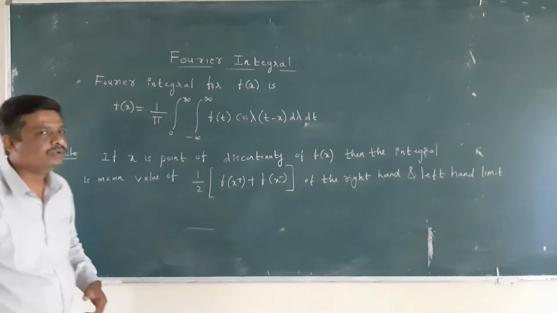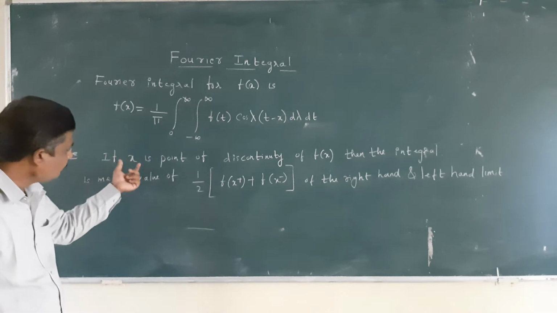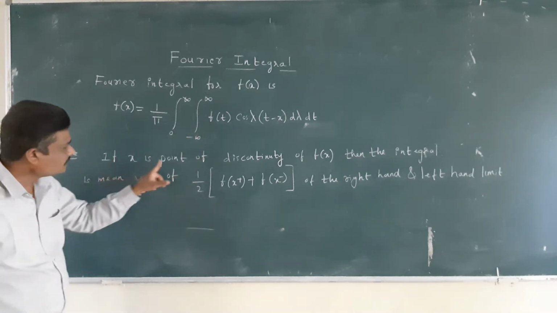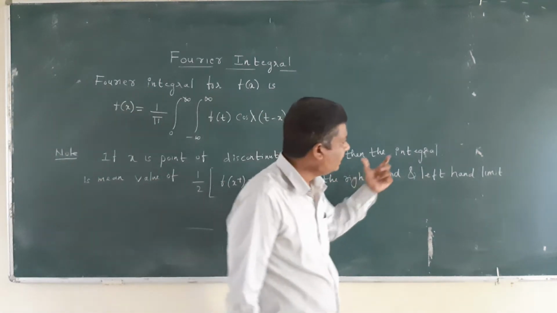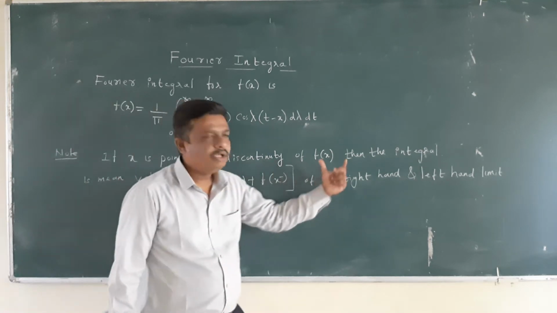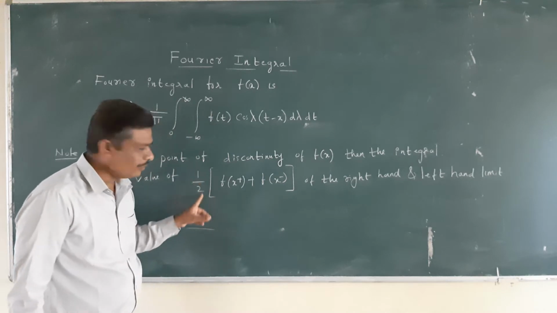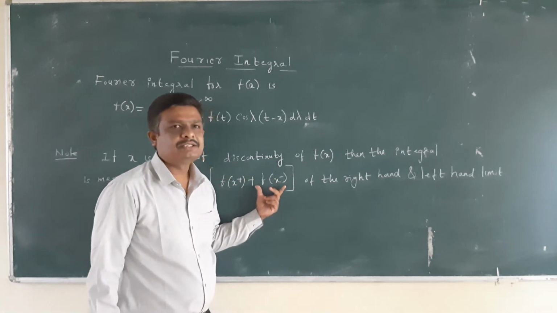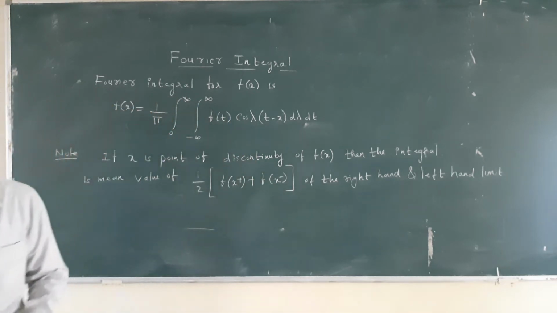Let us see one note while evaluating the integral. If the function is discontinuous, then if x is a point of discontinuity of the function f of x, the integral is the mean value of the right hand and left hand limit. That is 1 upon 2 [f of x plus plus f of x minus]. So now we will take one example based on the formula.